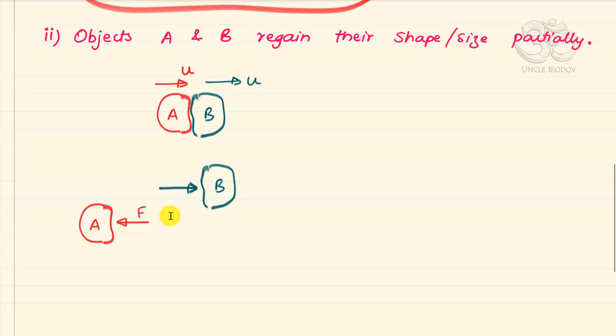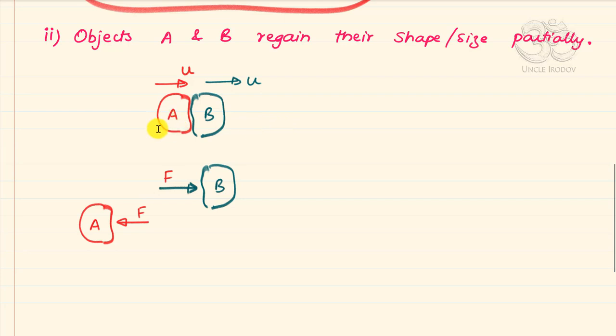So still the forces will be F and F. I don't know what that F is, but whatever it is on B, that same F will be acting on A. And because of this F, A is going to slow down. So A slows down further, so its speed now becomes lesser and lesser than u. B speeds up further, so its speed becomes more and more than u. And B will speed up, it will try to move away from A.